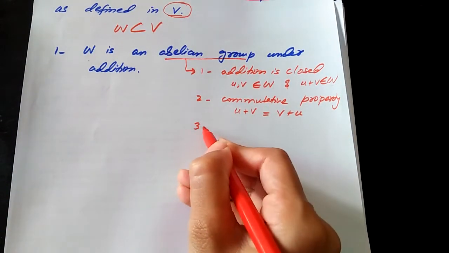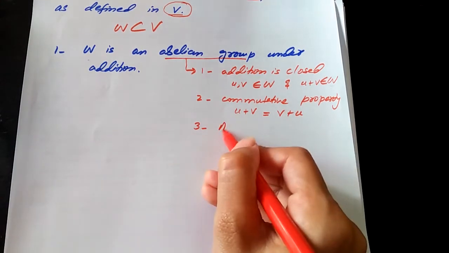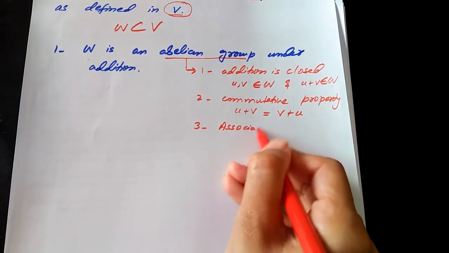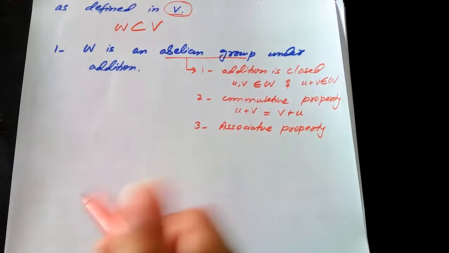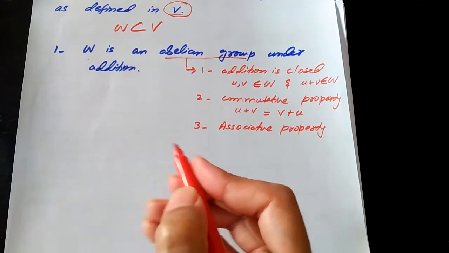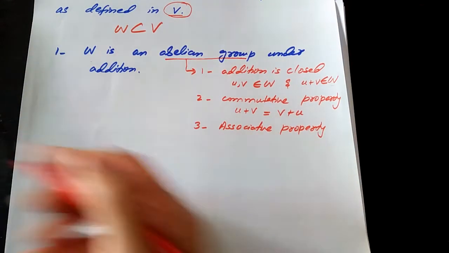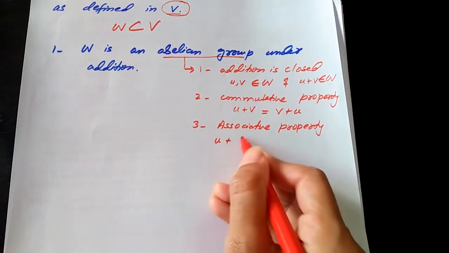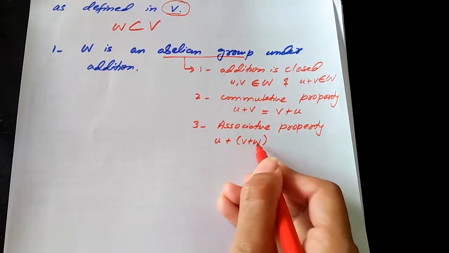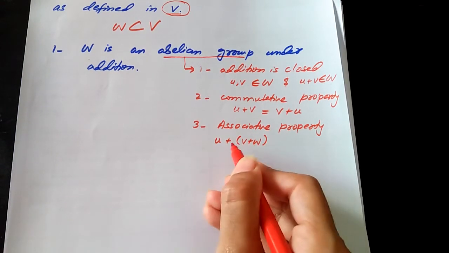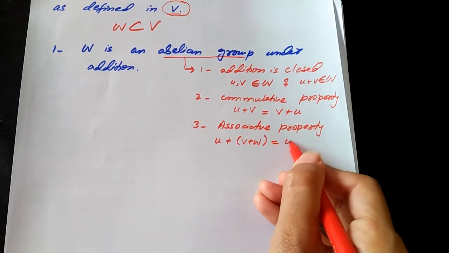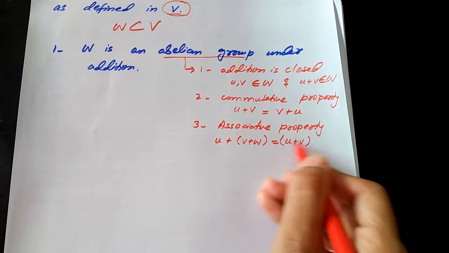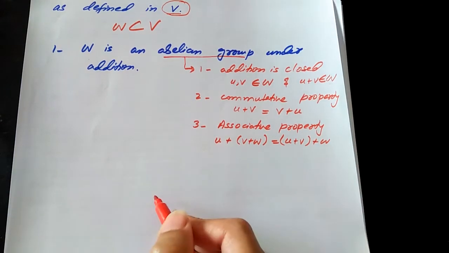Now move on to the third axiom. The third axiom is related to the associative property. What is that associative property? You have to consider 3 different vectors from this W. Add them up in this manner. First of all, add V and W and then add it with U. This will give you the same answer if you add U and V first and then add it with W.